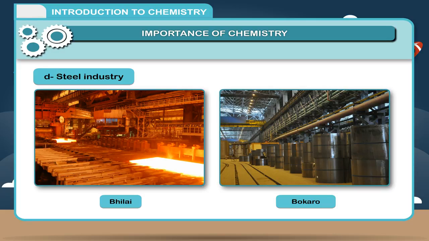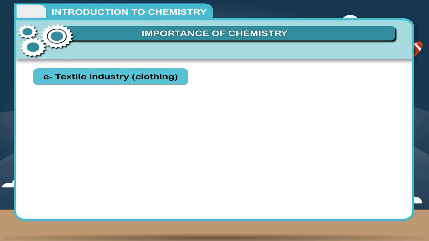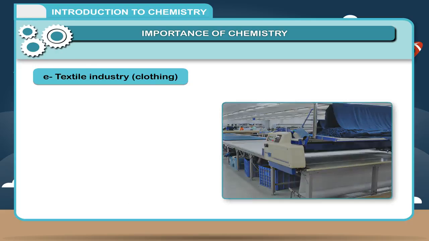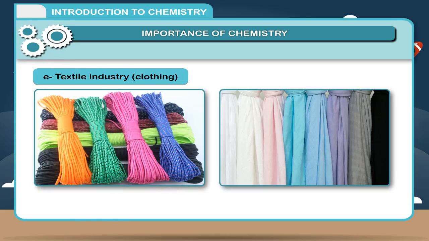production of steel. E. Textile industry, clothing. Dyes used in textile industry are a product of chemistry. Clothing materials like nylon, rayon, etc. are synthetic fibers developed from chemicals.